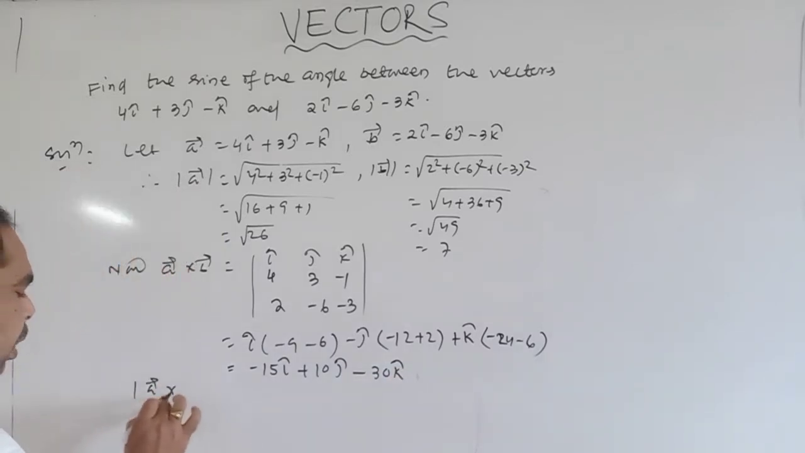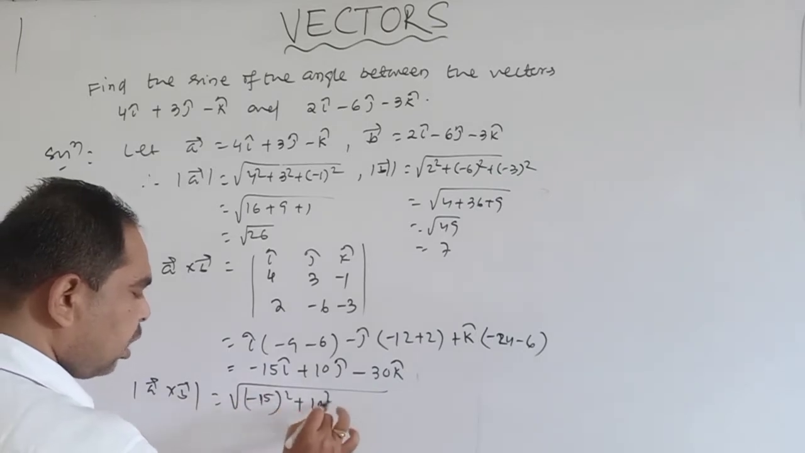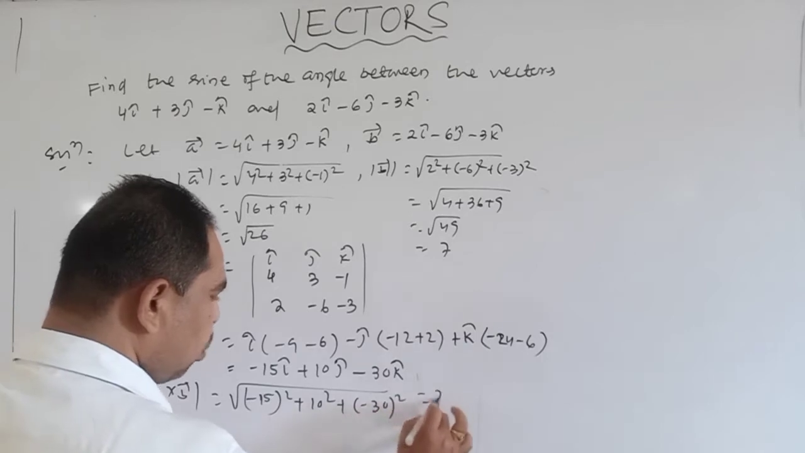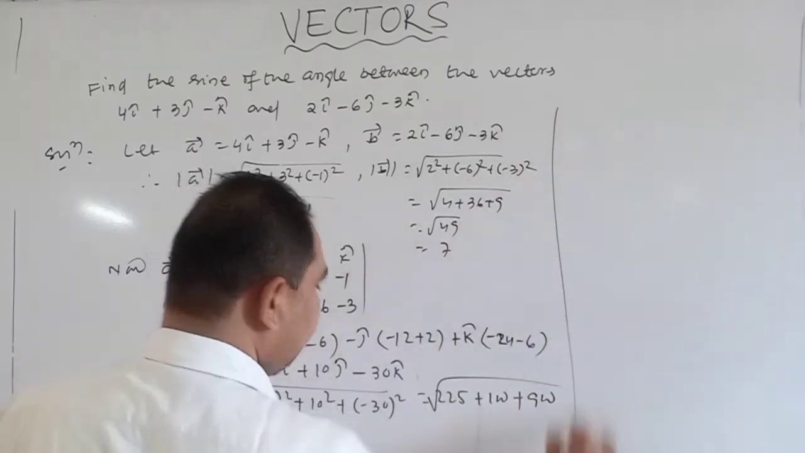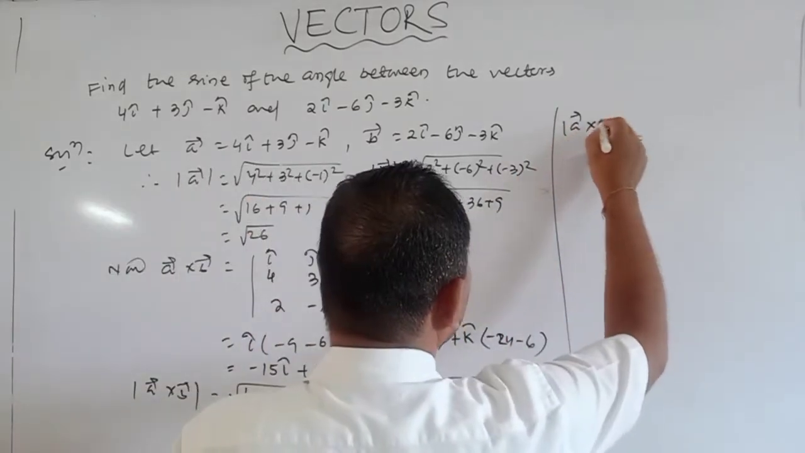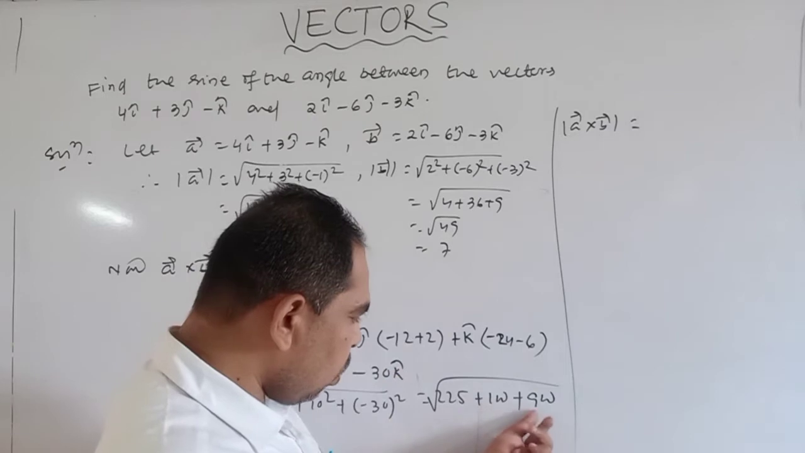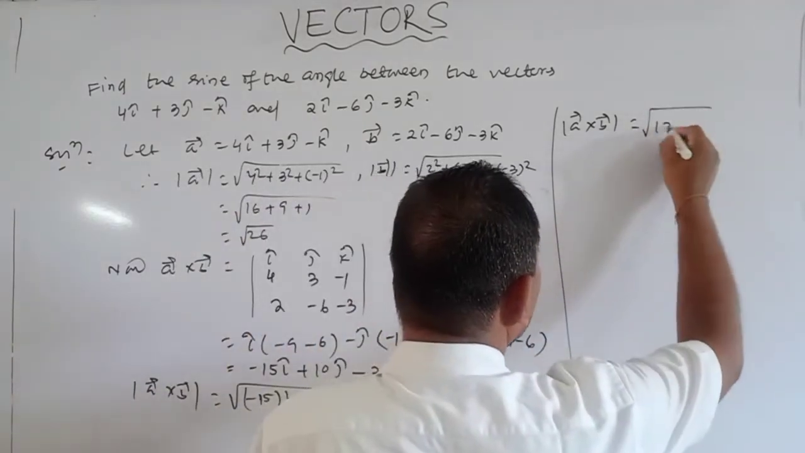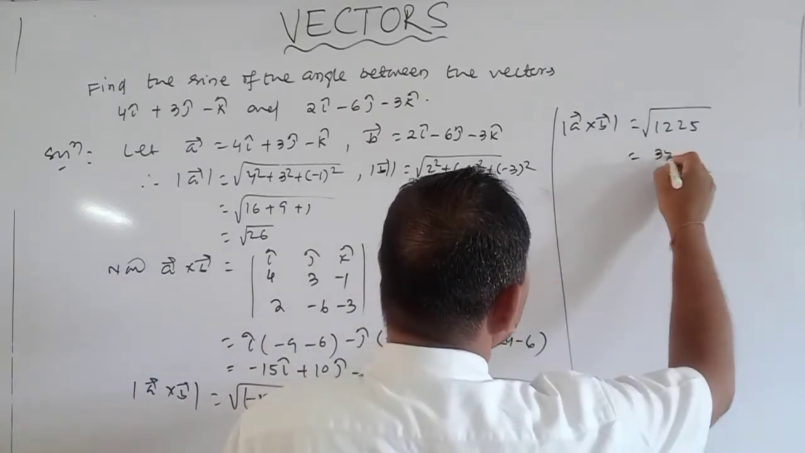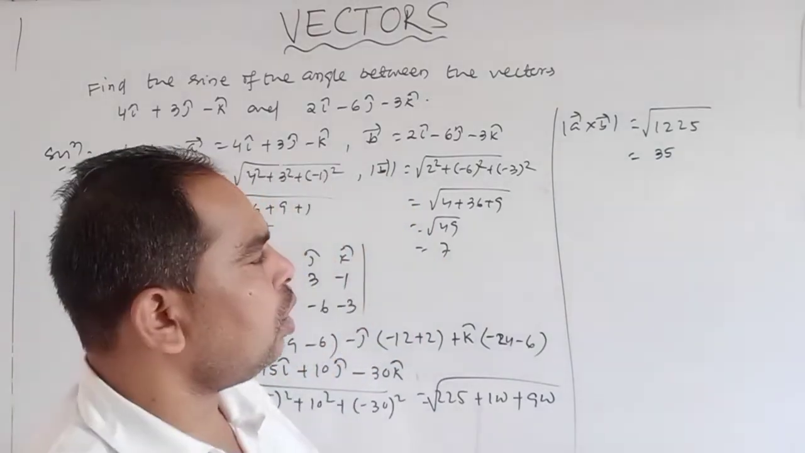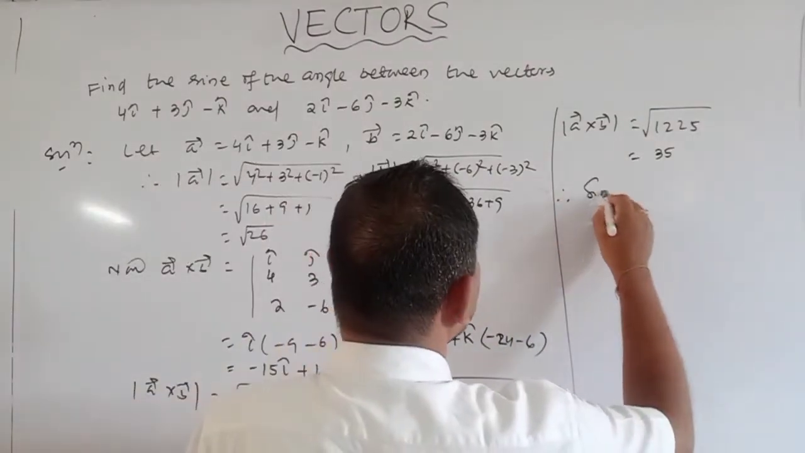So mod of A cross B is equal to square root of minus 15 square plus 10 square plus minus 30 square. 225 plus 100 plus 900, root. So that is root of 1225. 1225 means this is 35.